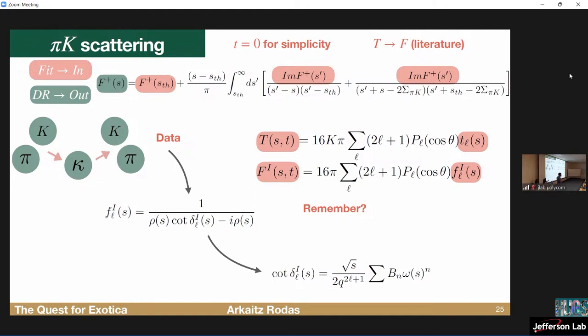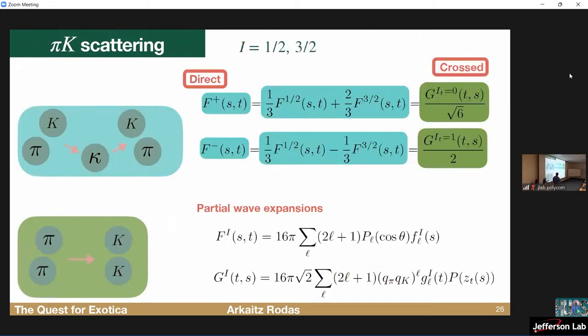Does anybody know what is the isospin of that channel? It's 1/2. So what is this thing? I mean, we forgot about isospins, but they are relevant. We have pi K scattering. So which are the isospins? Well, they are here, so you can read them.